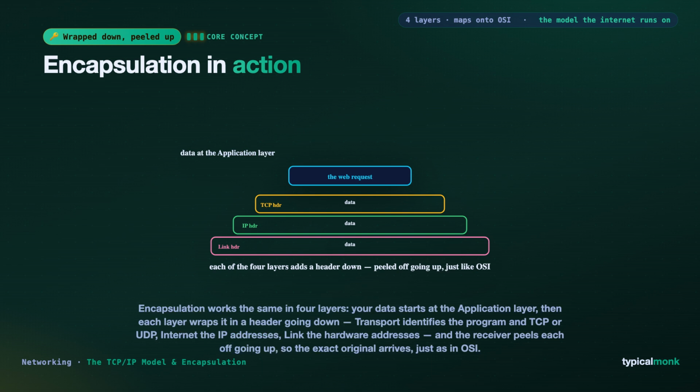So the takeaway: as data goes down the 4 TCP/IP layers, each adds its own header, and that is encapsulation, and the receiver peels each header off on the way up, so the exact original message arrives at the top, just as in OSI.